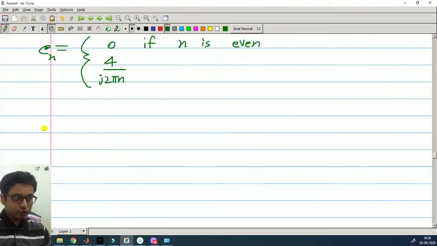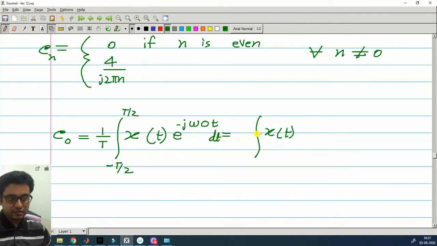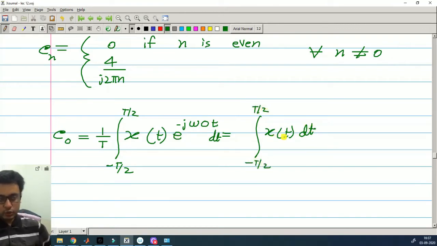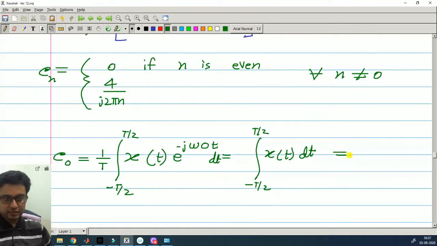Let me also write this for you. So this is for all n not equal to 0, and C0, that means when n is equal to 0, we will use the direct formula: x(t) e to the power minus j omega n t, with n equal to 0, integrated from minus T by 2 to plus T by 2, times 1 over T. This is equal to the integration of x(t), since this is 1, from minus T by 2 to T by 2, and you can see x(t) is an odd signal, so plus minus areas cancel and you will get 0.